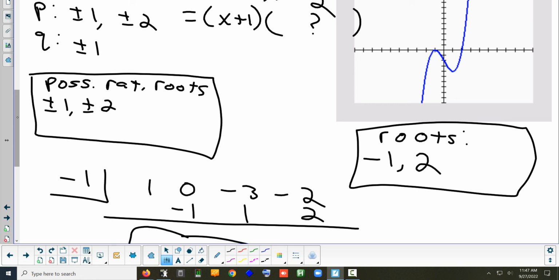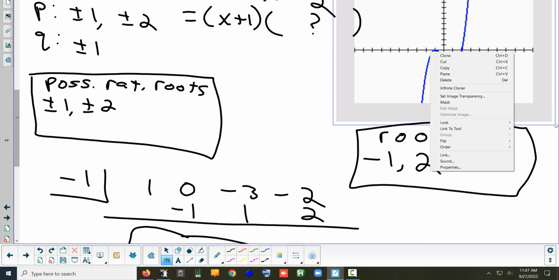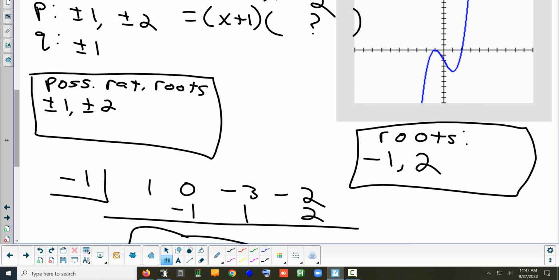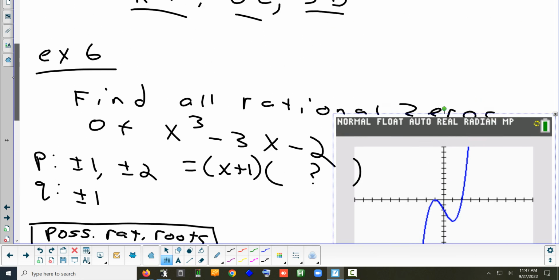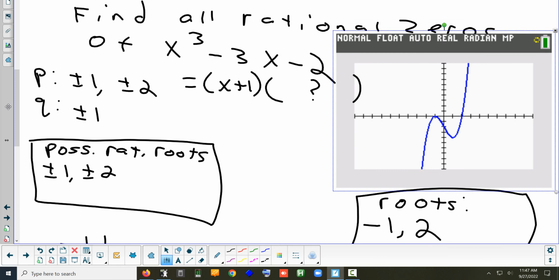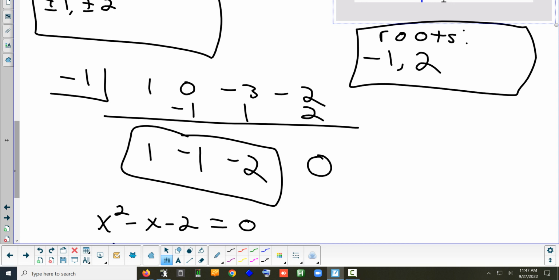Negative 1, if you want to know what this is technically called, it's called a repeated root. When you see a cubic come up, touch the graph, and bounce away from it like that, that's usually an indication that this is going to be a repeated root. And that's what we got, negative 1, and we got another negative 1. If you had done synthetic division with the 2 to start, you would have been fine. You just would have ended up with a little bit different quadratic, but it would have factored and given you the same answers.